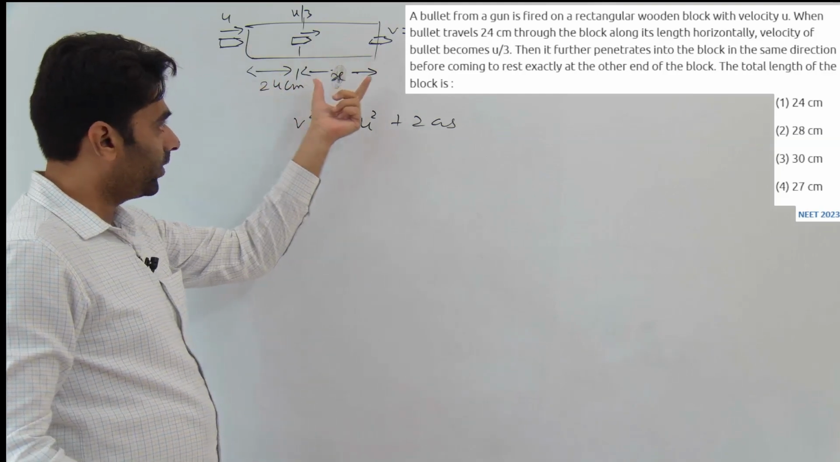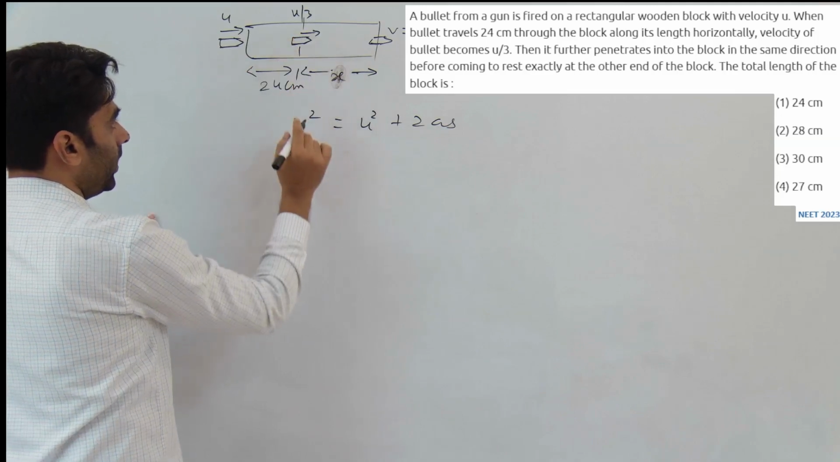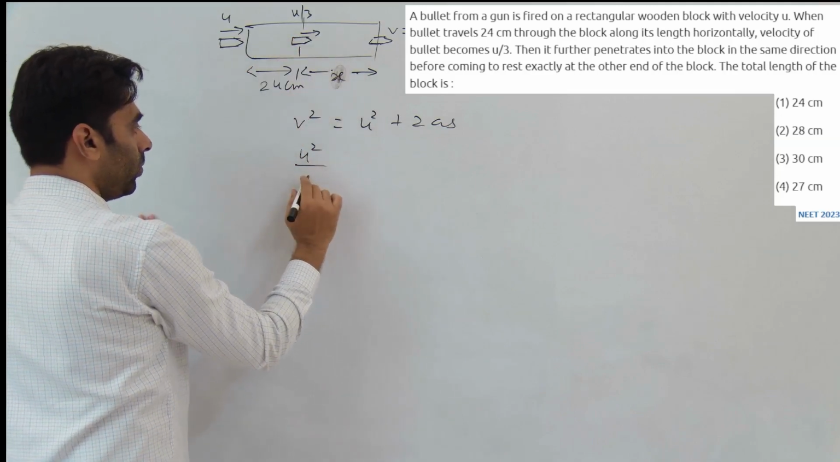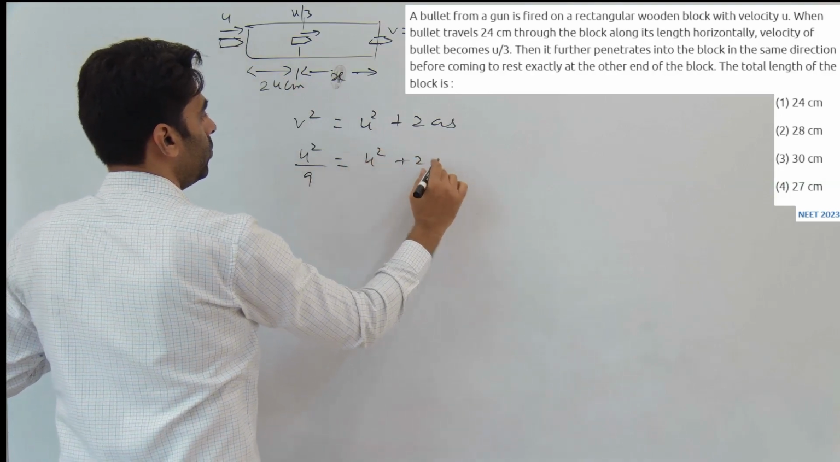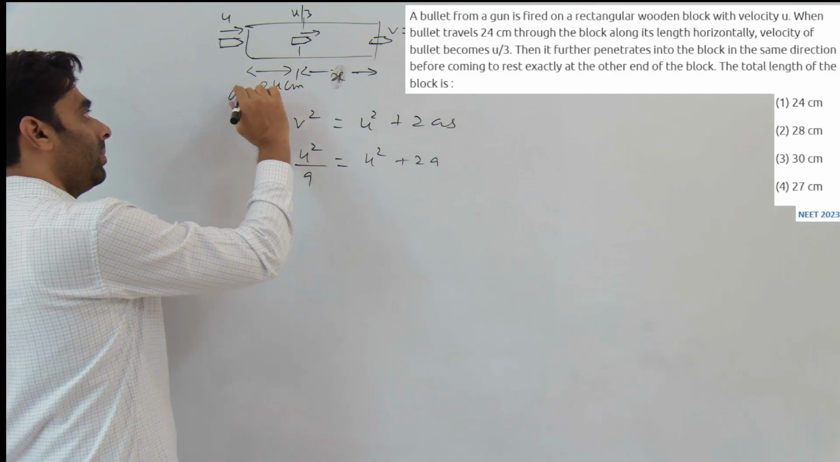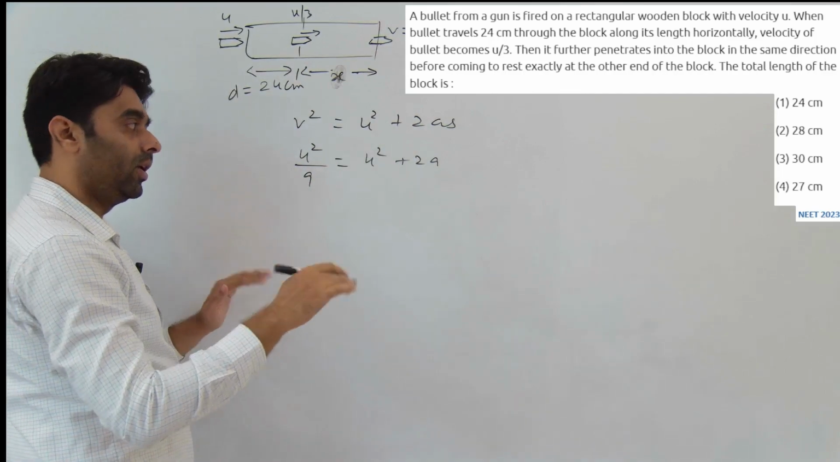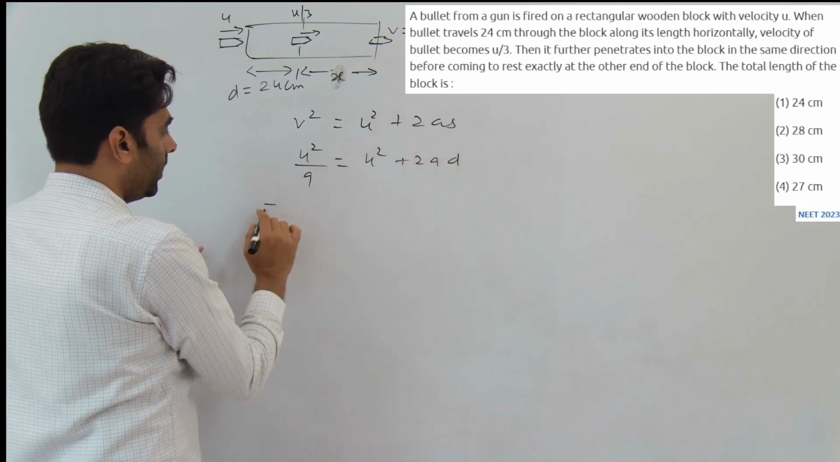In this 24 centimeter and x also. So in the first 24 centimeter, we can write down v square, that means (u/3) square is equal to u square plus 2as. This is your 24 centimeter. For now, I am terming it as d value. Finally, at the last, we will substitute it. So this will be your d. What do we get?